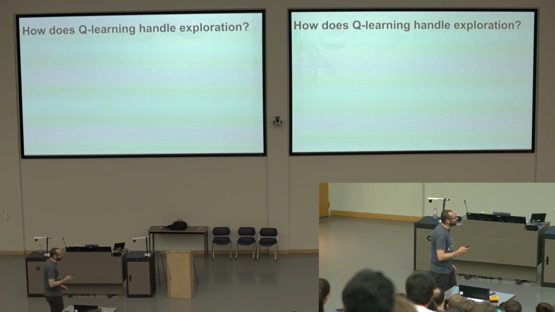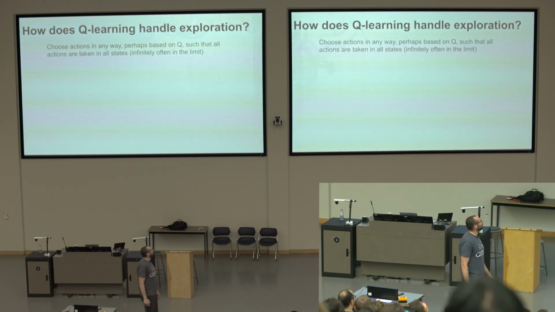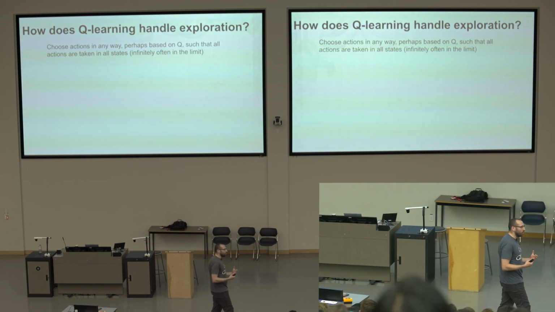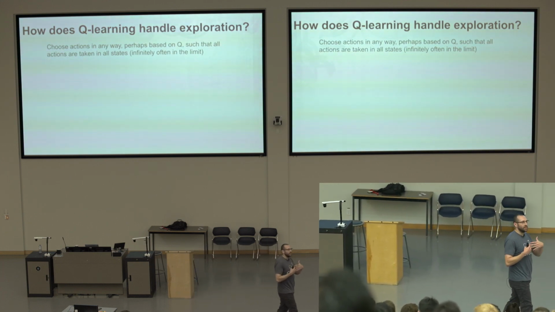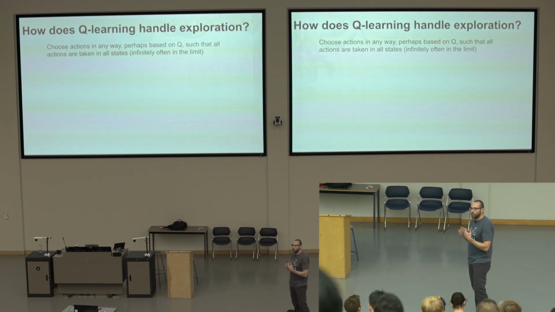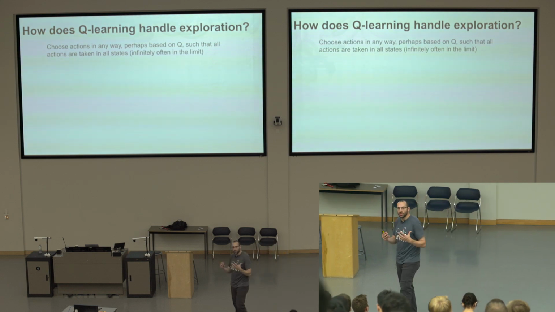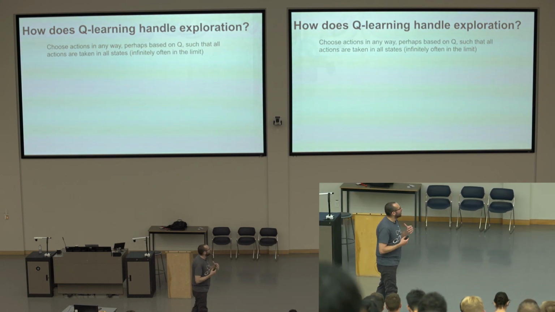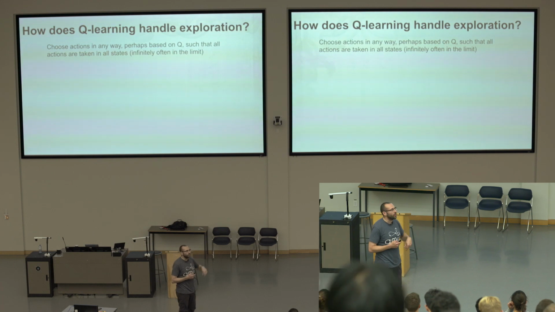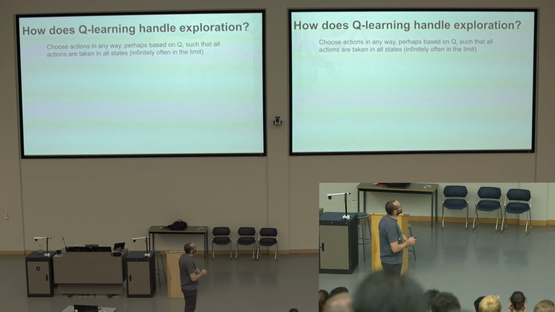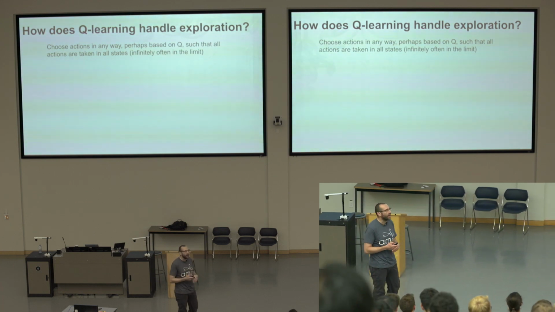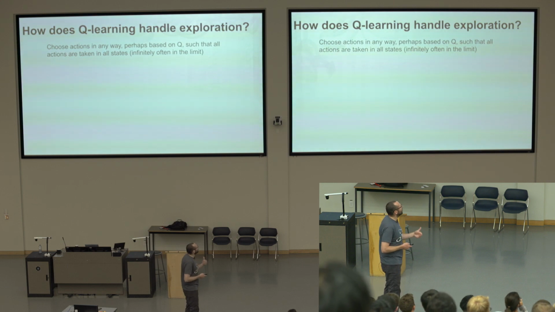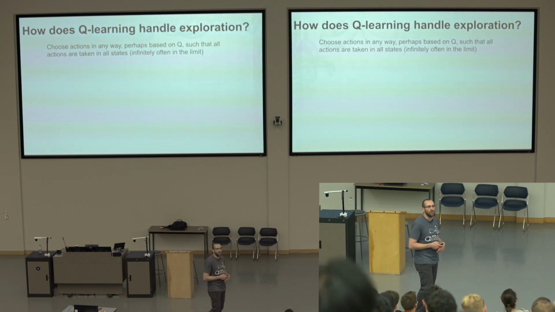Guys, read the textbook. What we say about Q-learning is that it is not tied to this epsilon-greedy algorithm. You can pick actions in many different ways. The definition of Q-learning is not as restrictive as what the exploration policy is. So we choose actions in any way, perhaps based on our estimate of the value function, such that actions are taken in all states infinitely often in the limit.